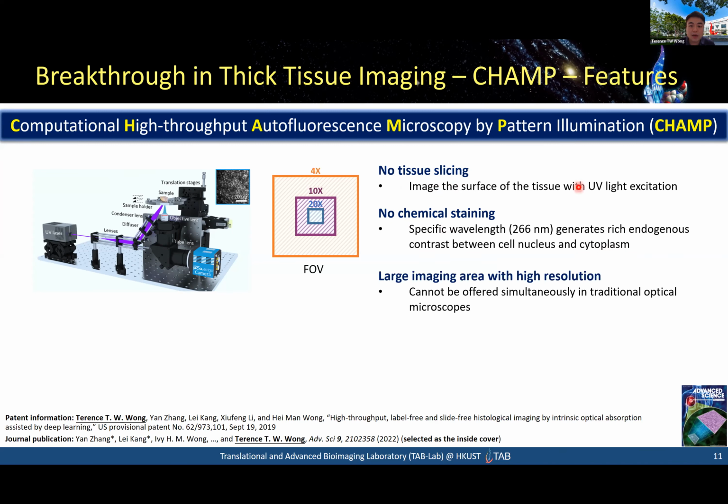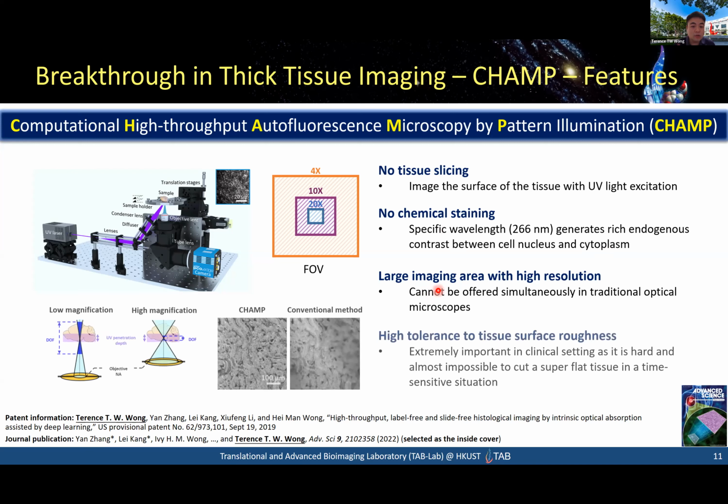We also use pattern illumination such that we can enjoy a large imaging field of view and also high resolution simultaneously, which cannot be offered with traditional microscopy. And we also found that when we do this, we can relax the requirement on tissue surface roughness. This is a very important feature that was surprising to us.